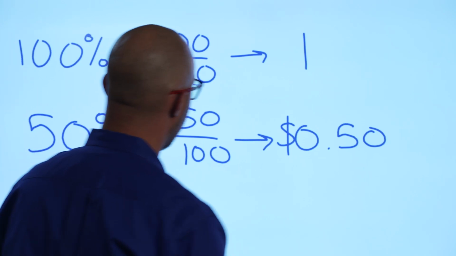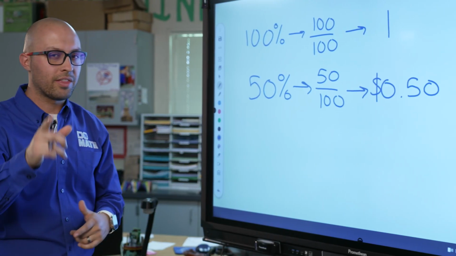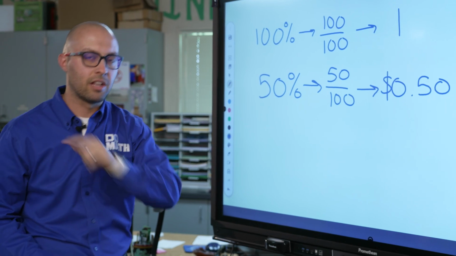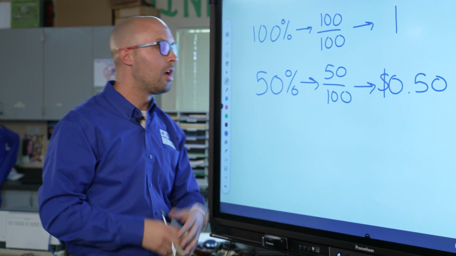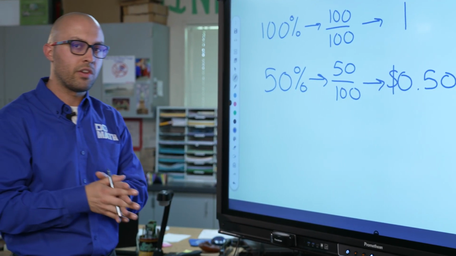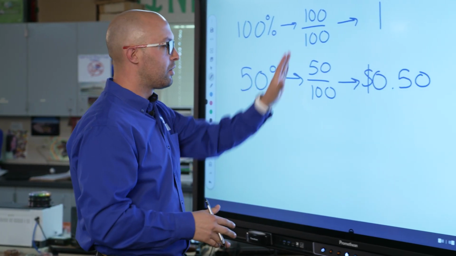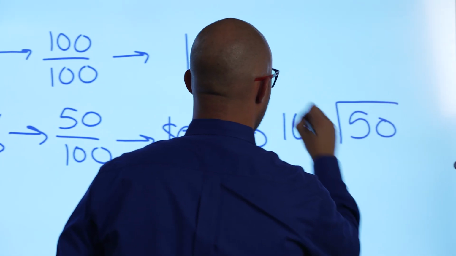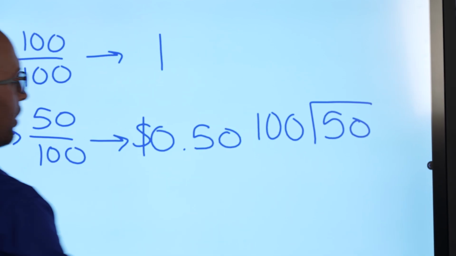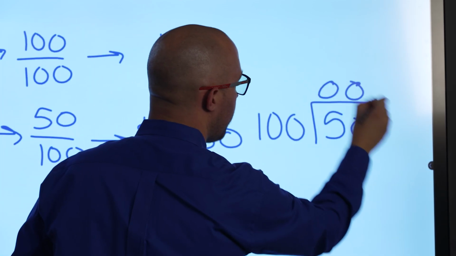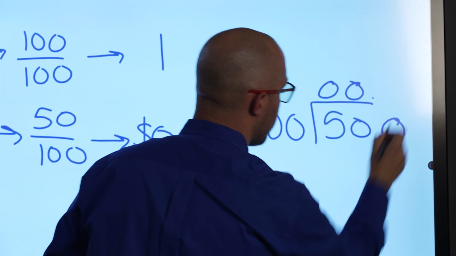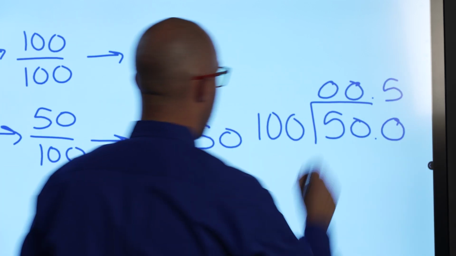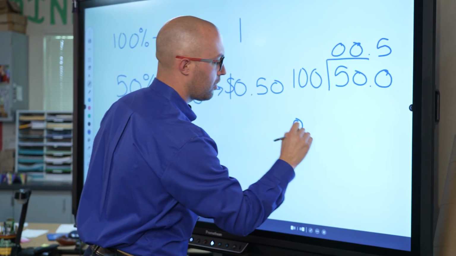50 divided by 100, or 50 over 100. Don't forget there is a relationship there. Every fraction is a division problem in hiding. A lot of students, once they begin to understand that, begin to correlate fractions and division much more easily. So 50 divided by 100, let's see here. Well, 100 can't go into 5. It can't go into 50, so now we're into decimal land. We're going to add a 0. 100 goes into 500 5 times. So this quotient is 0.5.